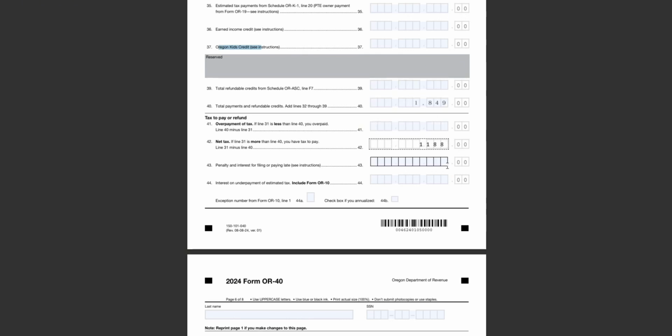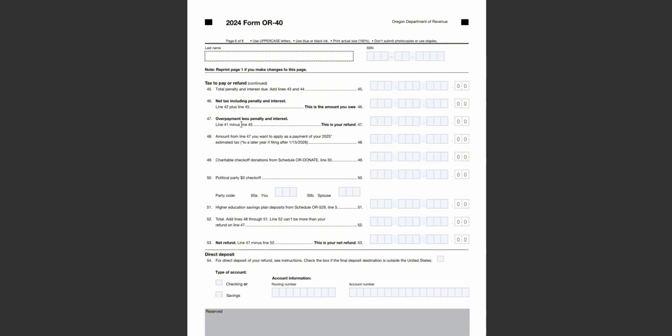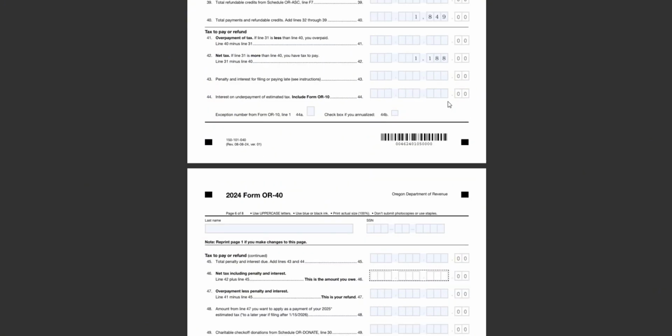However, what I'm going to do is leave that section blank, and then I'm going to set up a payment plan with the state of Oregon to pay those back. And I think it's the same as the federal IRS, they allow 72 months, and I think Oregon does too. All right, and then I'm going to put my last name, social security number. They want me to calculate the total interest and penalty, net tax, including penalty and interest. So I'd have to put the total amount here. That's the amount I would owe.